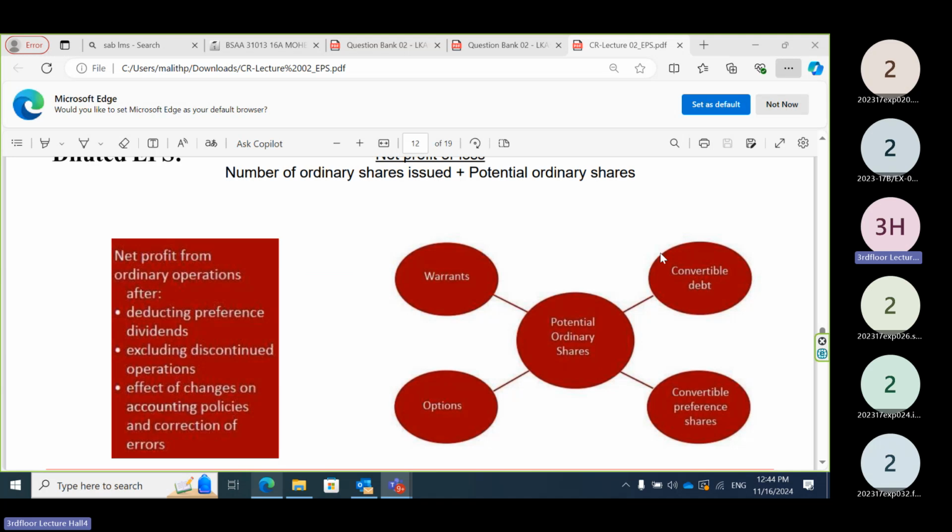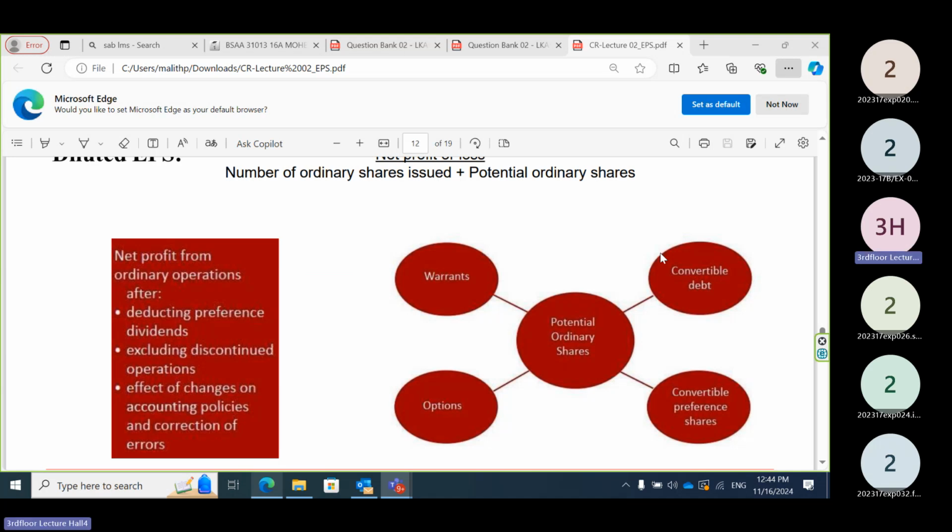Convertible preference shares, you can understand from the name, right? Preference shares are there, and there is a possibility to convert that share. So within 5 years time, they will convert according to the agreement we have with them.